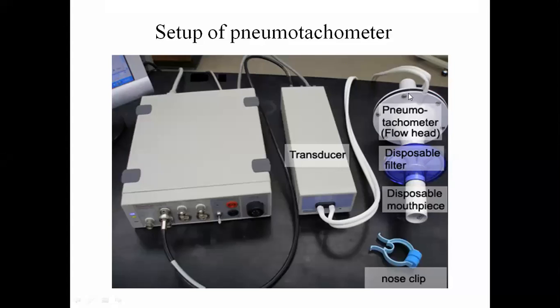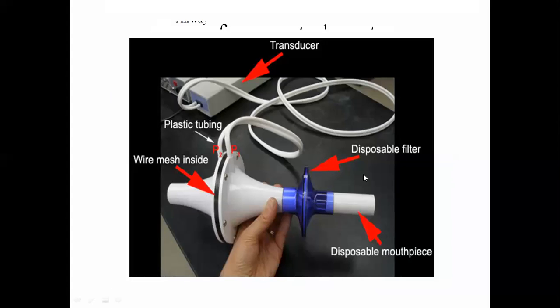Here there is an orifice. See here, this is the disposable filter, and this is the disposable mouthpiece. Here we have a wire mesh inside, and here we have plastic tubes. The plastic tubes are connected. So inside we have a wire mesh, or like an orifice. An orifice is nothing but a small opening. A round metal plate will be there.